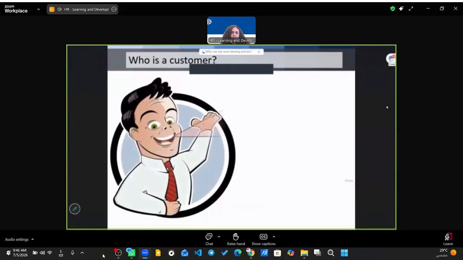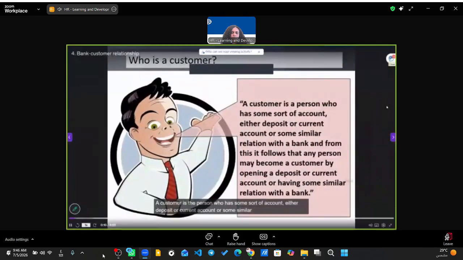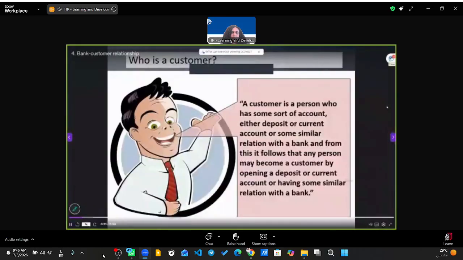Who is a customer? A customer is a person who has some sort of account, either deposit or current account, or some similar relation with a bank, and from this it follows that any person may become a customer by opening a deposit or current account or having some similar relation with the bank.